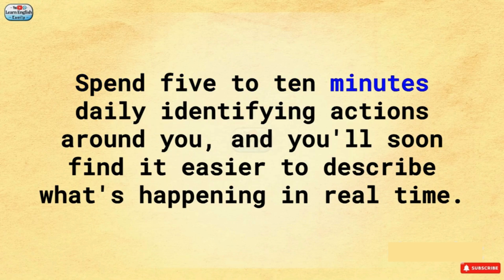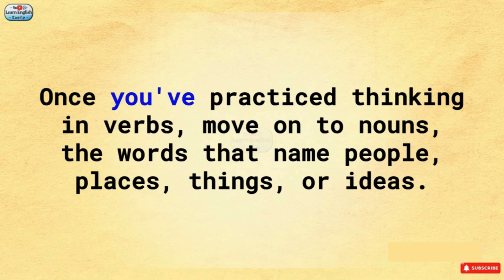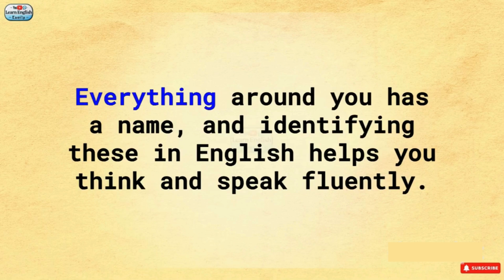Spend 5 to 10 minutes daily identifying actions around you, and you'll soon find it easier to describe what's happening in real time. Once you've practiced thinking in verbs, move on to nouns, the words that name people, places, things, or ideas. Everything around you has a name, and identifying these in English helps you think and speak fluently.